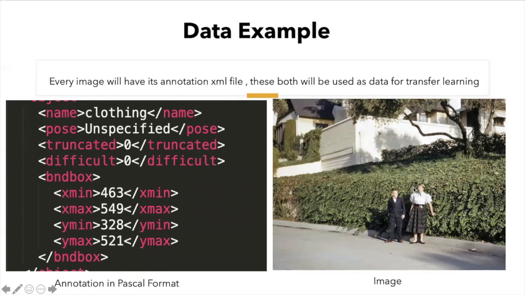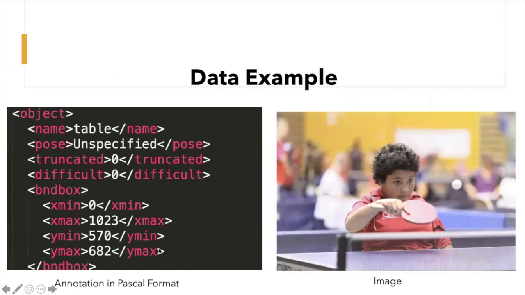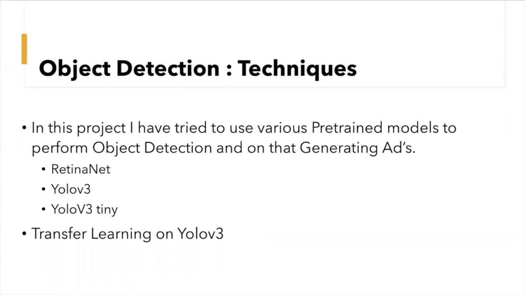For example, this is an image, and at these specific square coordinates we have some sort of clothing. Another example, this is a photo, and at the specific coordinates of this image we have something called a table. So this is a table. Like that we collected data, cleaned it, kept it in a place, and then started training on it. But before that, I want to talk about object detection as a technique.